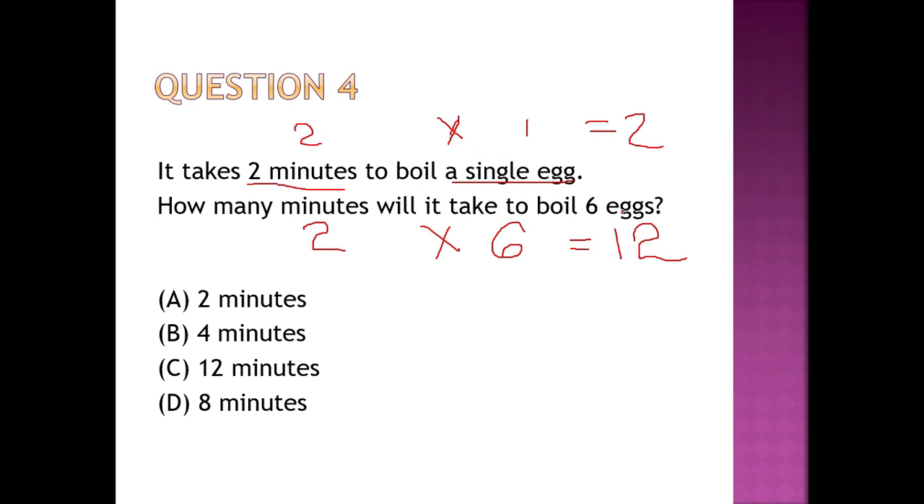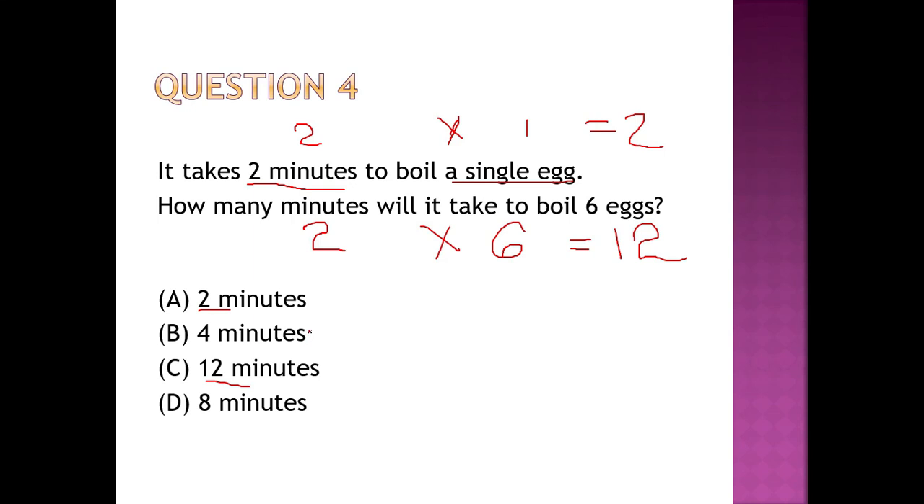6 eggs can be boiled at one time, right? So how long will it take to boil 6 eggs at the same time? If you are boiling 6 eggs at the same time, it's going to be one batch of eggs, and so it will take the same 2 minutes. So we have 2 minutes as an option here, we have 12 minutes as an option here.